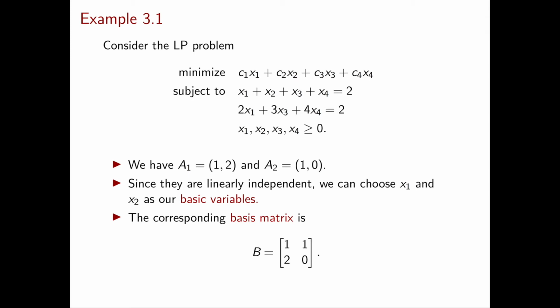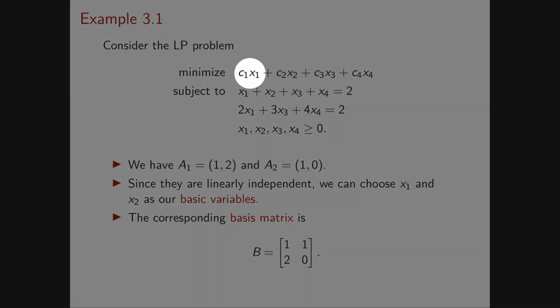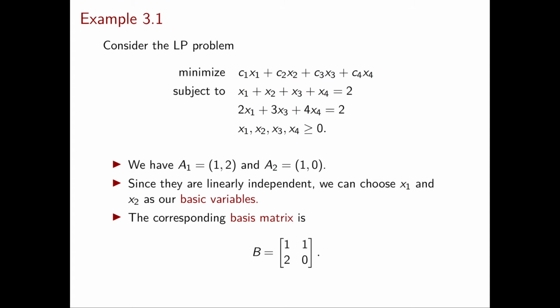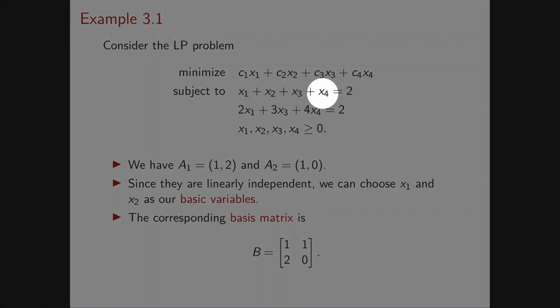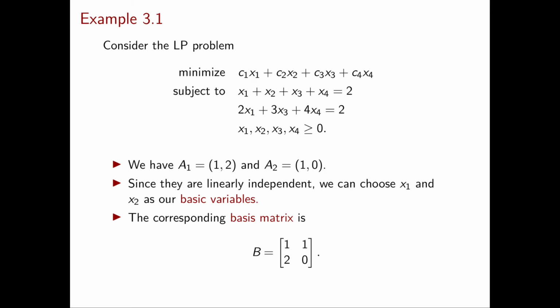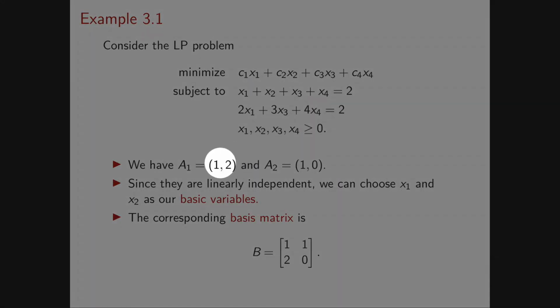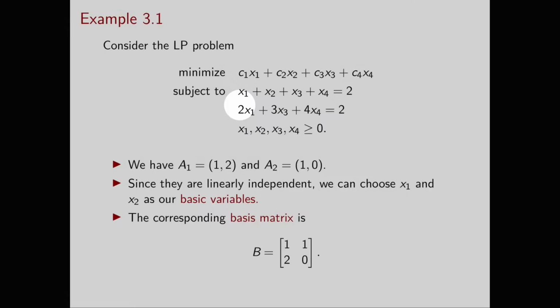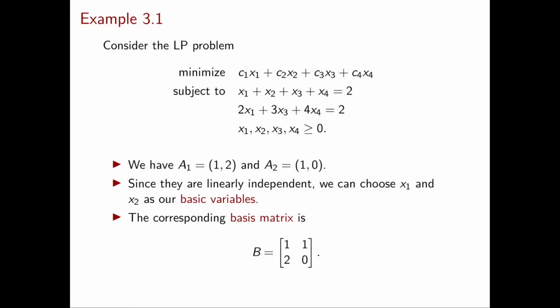Here we consider the linear programming problem where we minimize a general objective function, sum of the Ci for i that ranges from 1 to 4. Our constraints are sum of the xi's equal to 2, and then 2x2 plus 3x3 plus 4x4 equal to 2, and then non-negativity constraints. So this problem is in standard form as it should be. Let's look at the first two columns of the constraint matrix A. We have 1, 2 for variable x1 and 1, 0 for variable x2. Here they are, A1 and A2. These two vectors are linearly independent, so we can choose x1 and x2 as our basic variables.